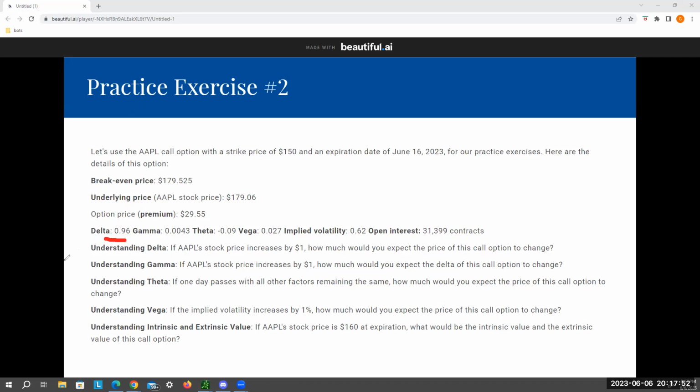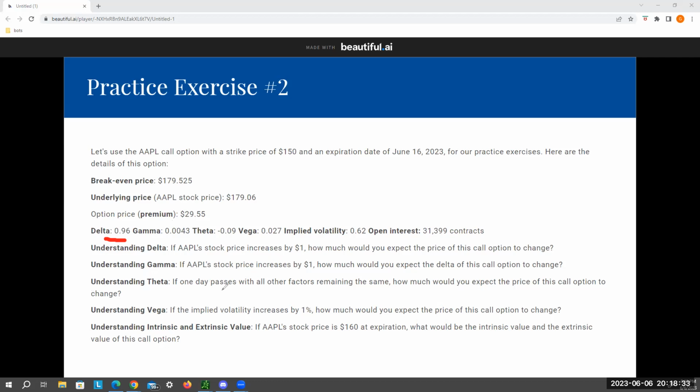Understanding gamma, if Apple's stock price increases by $1, how much would you expect the delta of this call option to change? Why the delta? You got to remember, for every dollar it moves up, the gamma adds on to your delta to move up as well. So in this case, your gamma would add on to the delta, and your contract would gain by 0.0043, which is nothing because this contract's so in the money. As you can see, the delta doesn't get more than 1.00. The delta does not go higher than 1.00. Remember that. 1.00 is the highest the delta goes. That's why the gamma is so low.